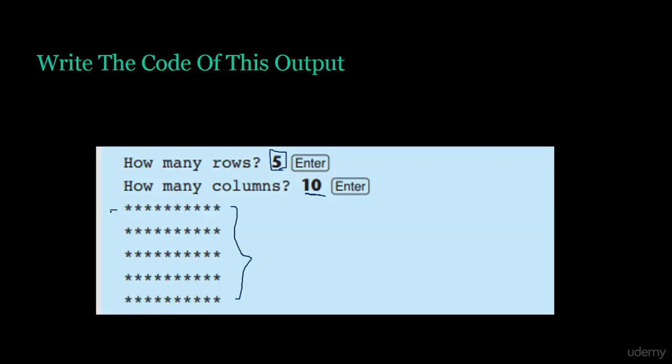This is row 1, 2, 3, 4, 5. This is 0. And this column 0, 1, 2, 3, 4, 5, 6, 7, 8, 9. This is the number of columns here, 10 asterisks. Okay, let's see the solution here.